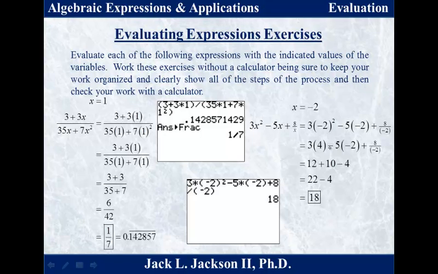I'm going to think of this as plus a -5. So -5 times -2 is 10, so that's plus 10. And 8 divided by -2 is -4. 12 plus 10 is 22. 22 minus 4 is 18. And that's our final answer.